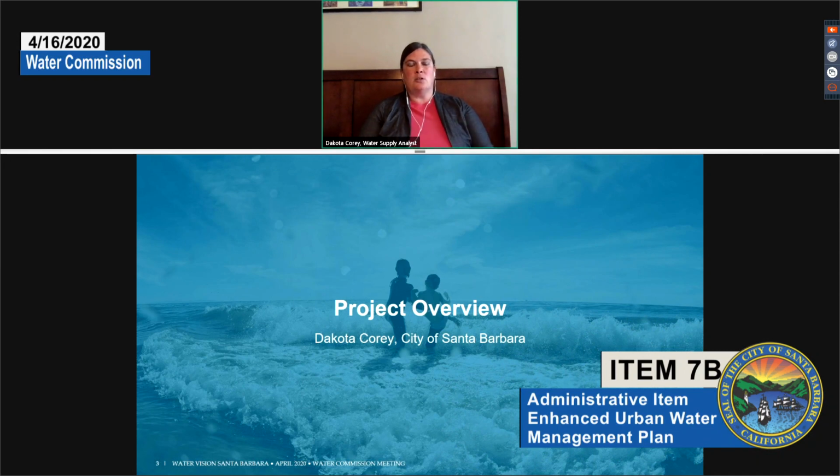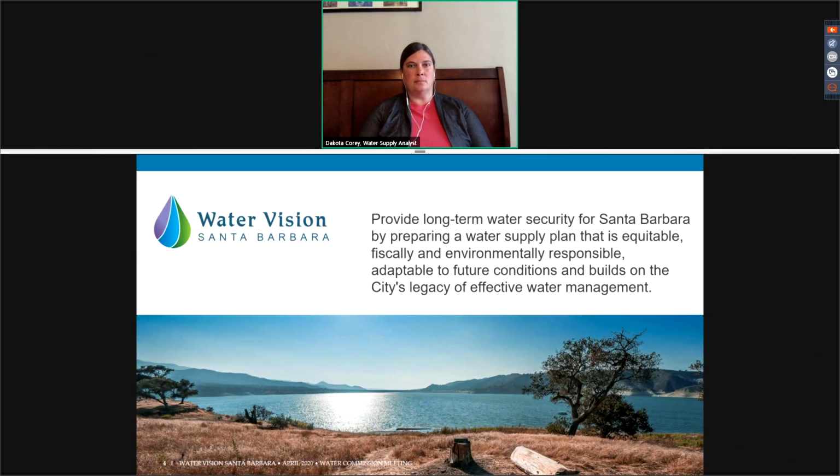So first, let's do a broad overview of the project as a whole, what its purpose is, and what it will provide to the city. Next slide. As you know, Santa Barbara has one of the most diverse water supply portfolios in the state, with 8 distinct water supply sources. This diversity in our water supplies has been a huge asset to the city in helping us respond in times of drought. It makes our water supply quite resilient.